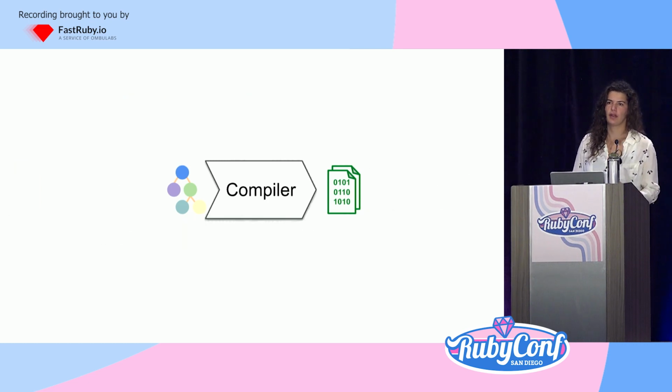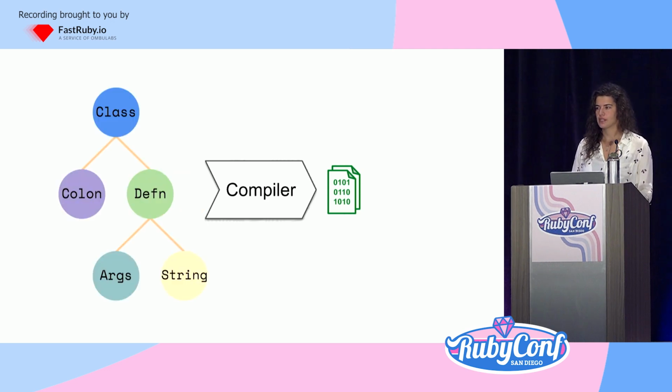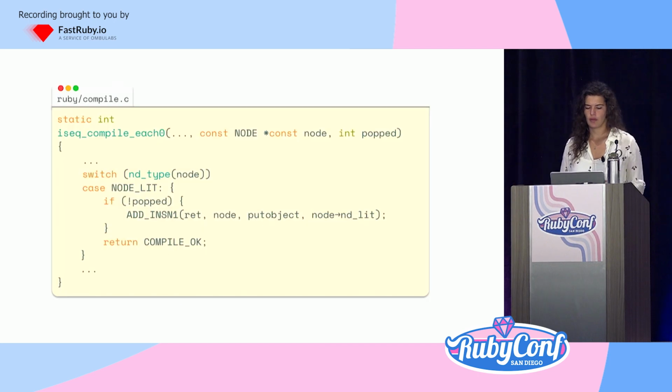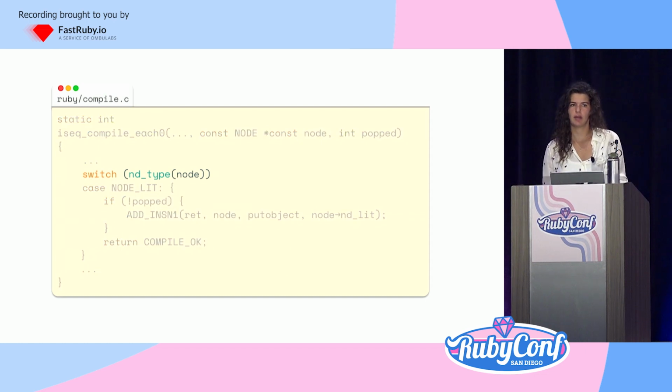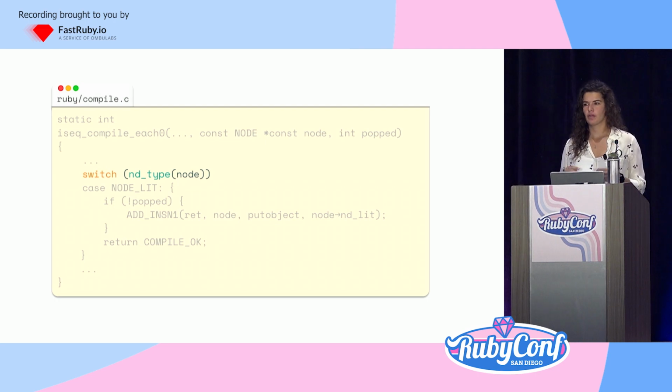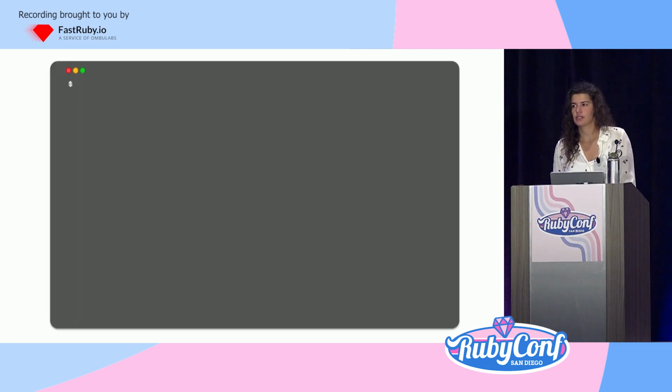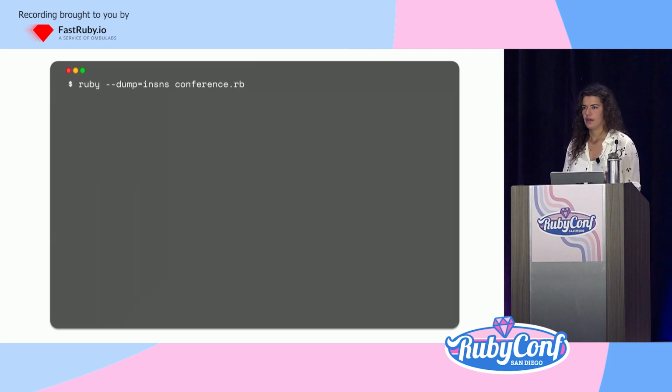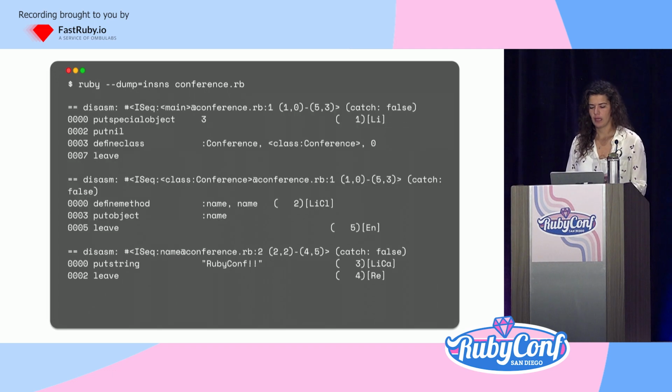OK, so let's look at how the compiler works. We have, as we've just discussed, our parse tree, our AST here. And what happens with the compiler? Well, earlier we were talking about this iseq_compile_each, which is actually the crux of what the compiler is doing. This switch statement in C is very similar to a case statement we might be more familiar with in Ruby, and it's going through all of the node types and recursively compiling them down. We can actually see the results of the compiler, see the bytecode it dumps out, by passing in insns to dump. We can do that with our little Ruby file, conference.rb, and we'll get out some instruction sequences, which might look a little vague.